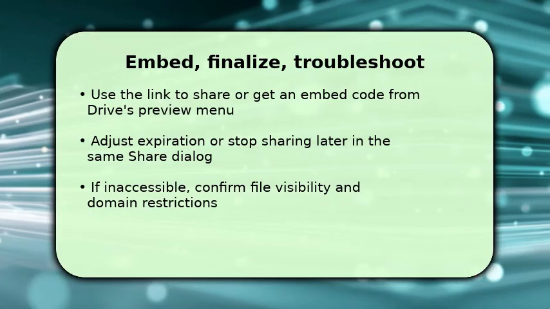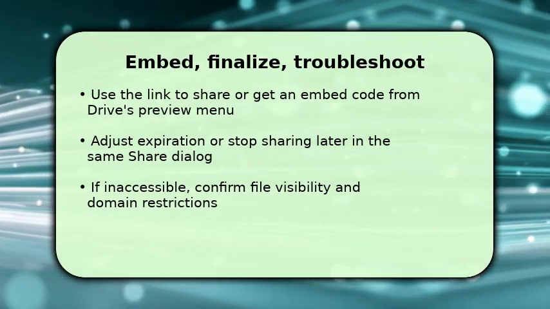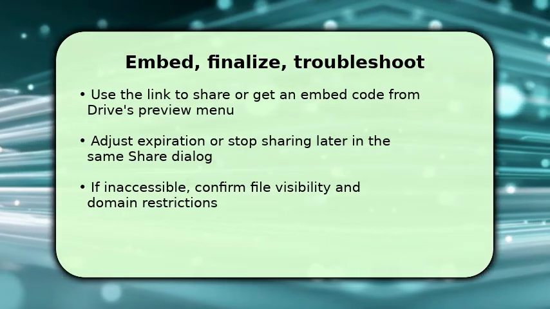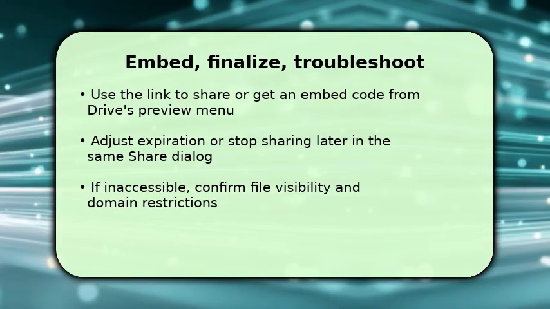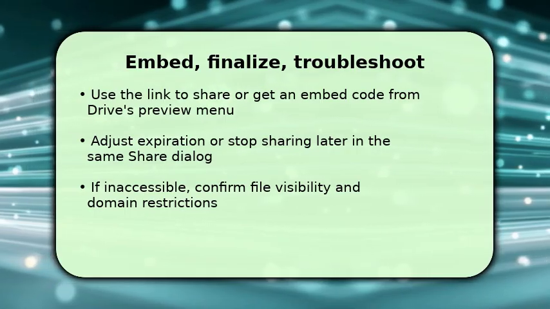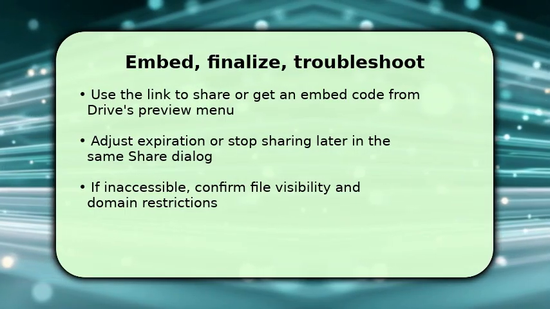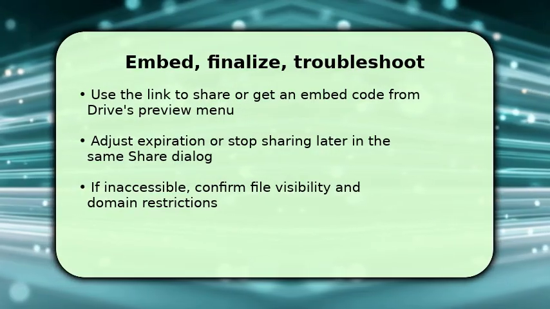revoke access. If someone reports they can't view it, first confirm you set link sharing to anyone with the link and check for domain or organization restrictions. If needed, change permissions or re-upload with public settings enabled.